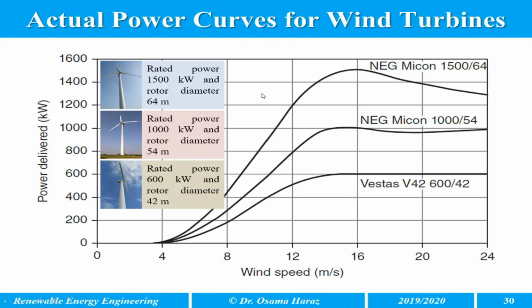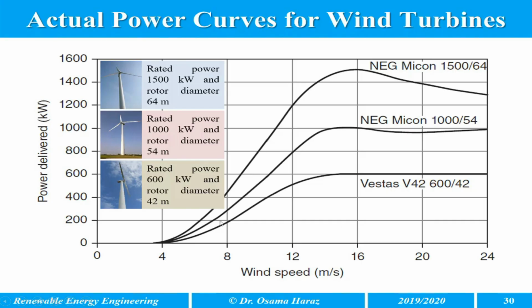These are the actual power curves for the wind turbine. This is for Vestas V42 600 over 42, and this is for NEG Micon 1000 over 54, and the third one with the higher power delivered, NEG Micon 1500 over 64. What are those three types?